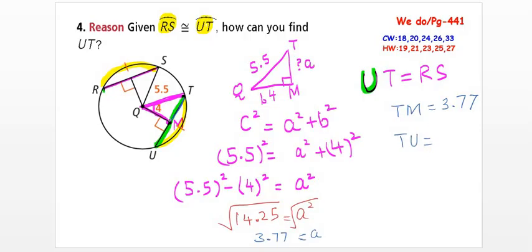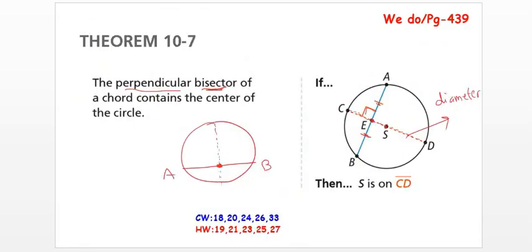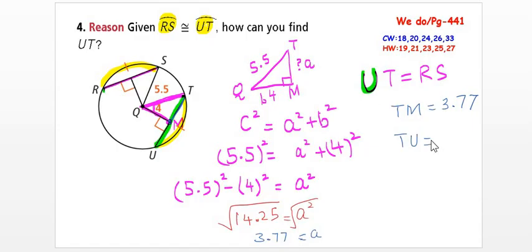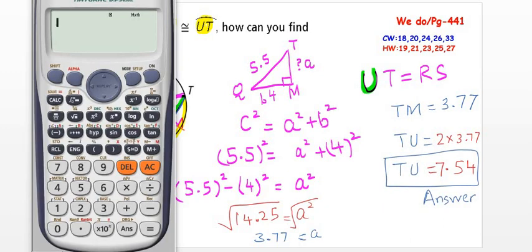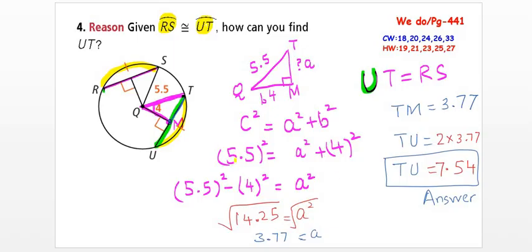Because this point is the midpoint, as we discussed in this theorem, this is the half. So if I want to get TU, I have to multiply it by 2. So 2 times 3.77 will give us, I think, 7.54. Let me check. Now let me show you, after this step, for example, if you have this question in a multiple choice, you have to understand how to assign the values to each line segment and which formula will be used.